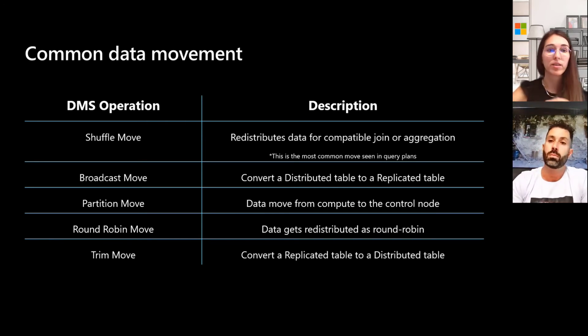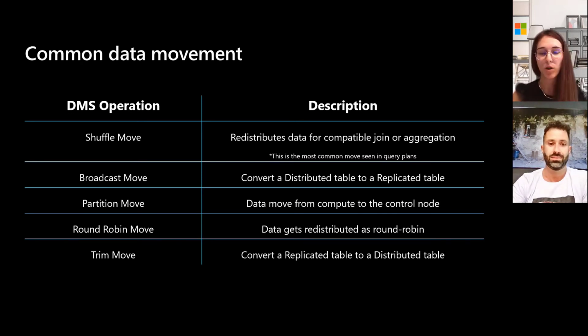The partition move, like Tiago was saying, happens when you have a lot of partitions and you move the data from a distributed table to a single table on the control node. This will be used for aggregation operations on the control node. And then we have the round robin move, where all the data gets distributed as round robin. It's not a so common data movement, so it's not one of the most used or seen ones.